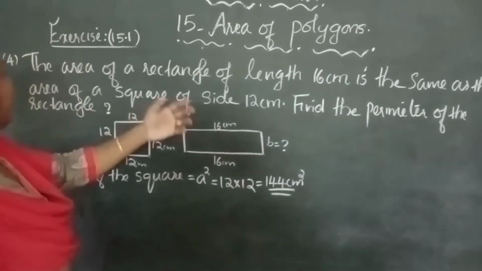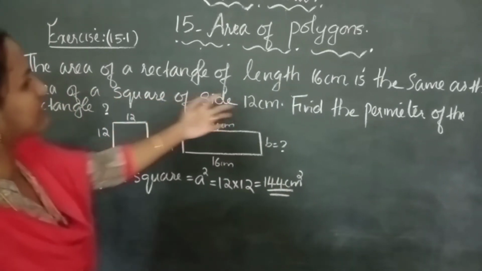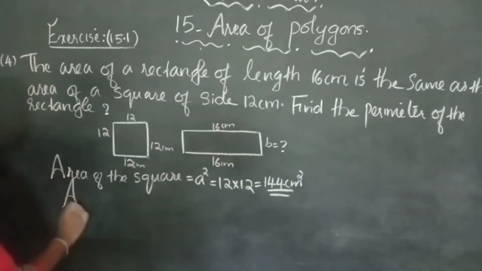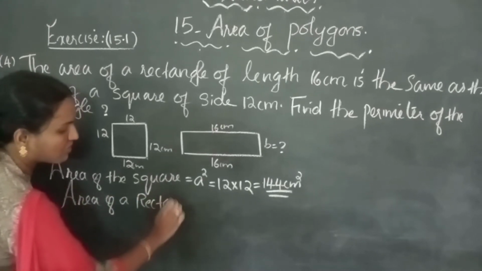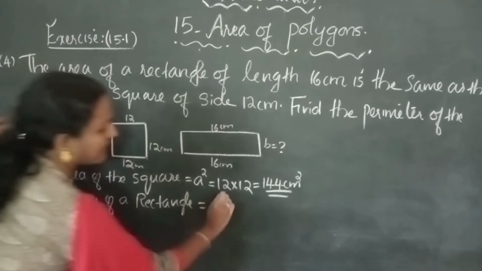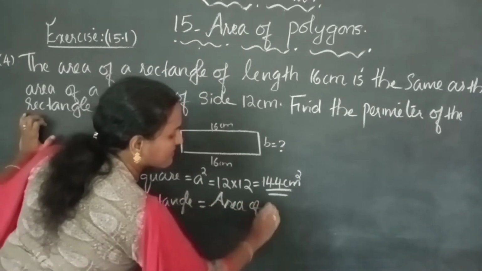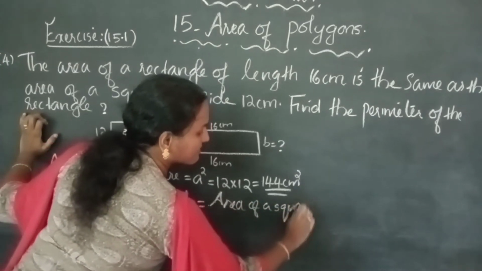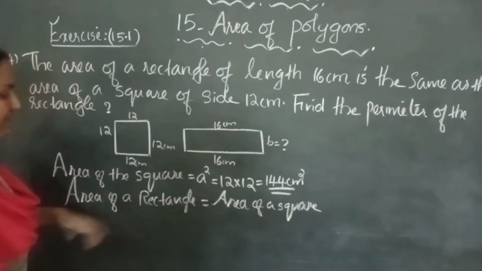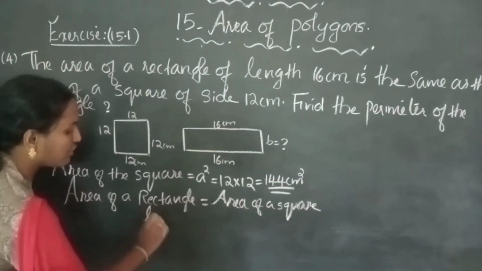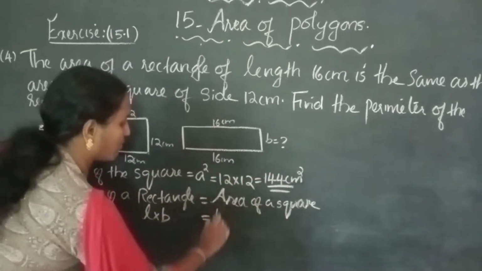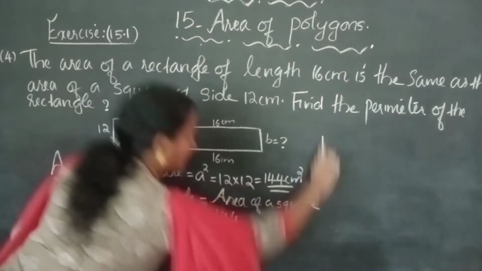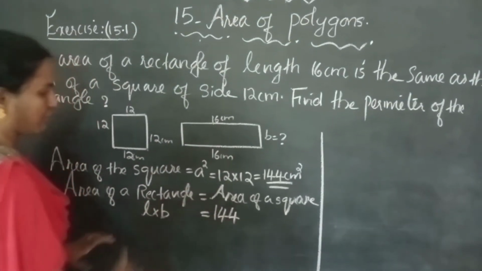Then what is given? The area of a rectangle and the area of a square are equal. So the area of a rectangle is equal to the area of a square. The area of a rectangle is L into B, and the area of the square is 144. So L into B is equal to 144.